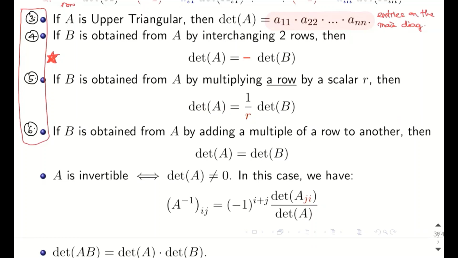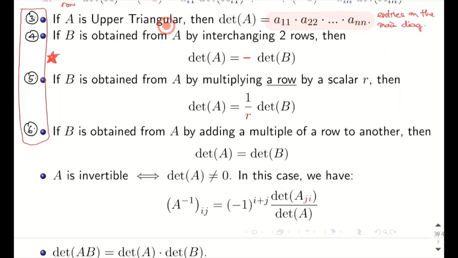If B is obtained from A by adding a multiple of a row to another, then although there would be a lot of entries being changed, surprisingly, the determinant won't change, right? So because of these nice properties, especially the last one, we are going to use 4, 5, and 6 very often to reduce any matrix A to the upper triangular matrix.